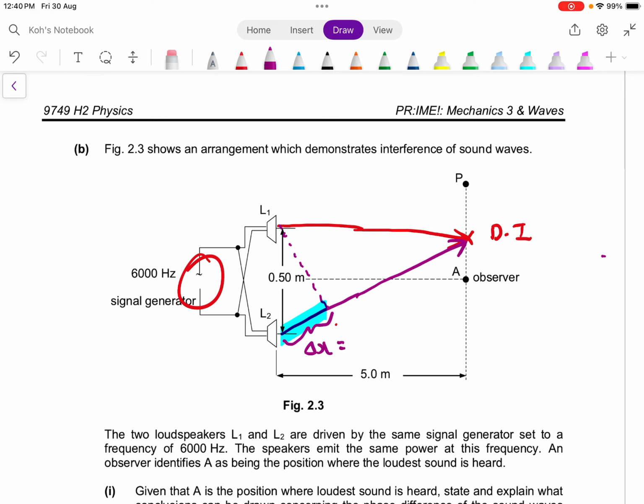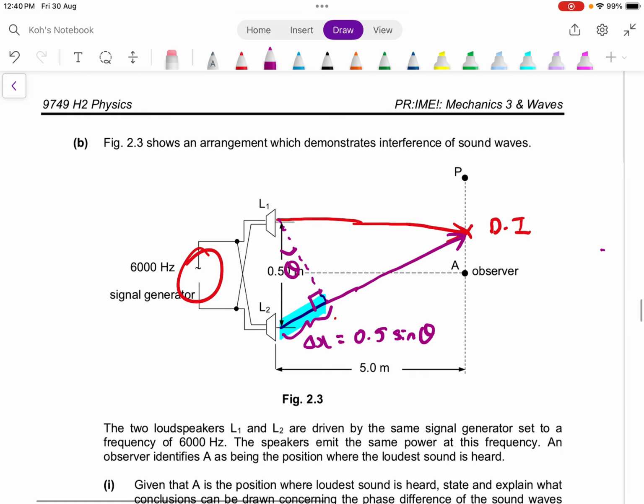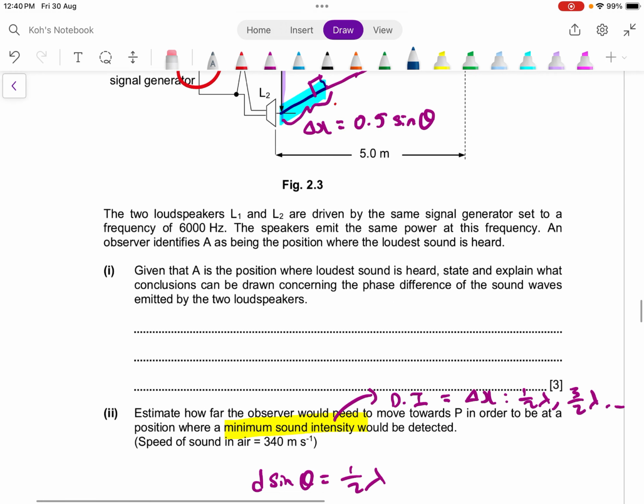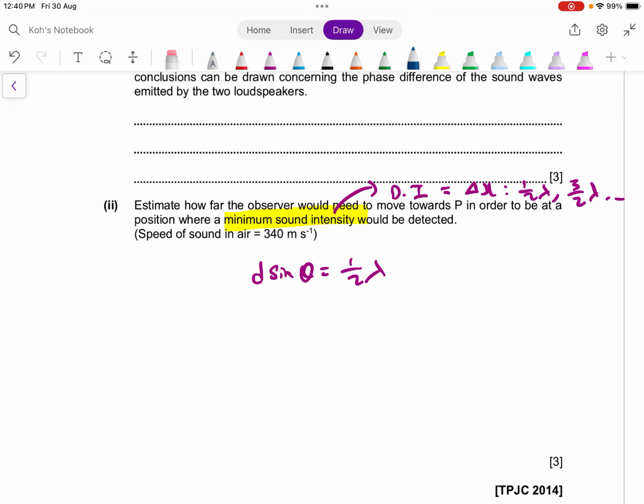And this delta x, for example if I draw a 90 degree angle here, then there's a theta here. So this path difference is sine theta, so it's 0.5 sine theta. Because this part is your opposite, and the 0.5 right here is your hypotenuse. So the path difference between the two sound waves is 0.5 sine theta, and we must know that at this part it is half a lambda. Okay, so let's see how we do it. First, d sine theta equals half lambda.